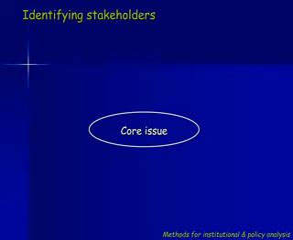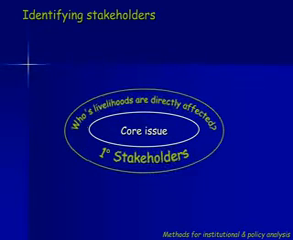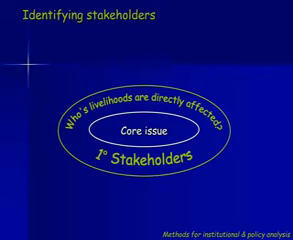So, how to identify the stakeholders? First, you start with the core issue that we are going to address with your policy. That's why we started with a problem or an issue. People who are directly affected by this issue are the primary stakeholders, those in the immediate circle. They are the people whose livelihoods are directly affected by your policy. Those are the primary stakeholders.